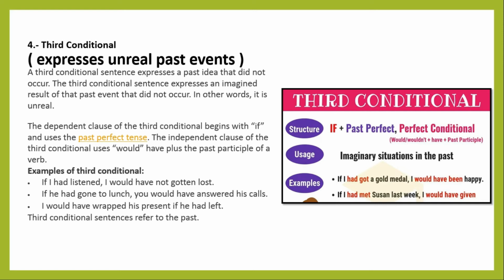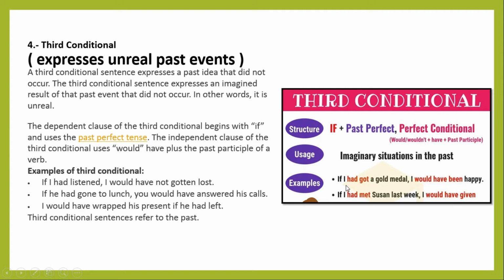You just imagined it, but it didn't come true. You just imagined the past, but it did not occur. In other words, it is unreal. That's why we call it third conditional. It expresses unreal situations, unreal past events. For example, I need if, always if, past perfect, comma, perfect conditional. For example, imaginary situations in the past.